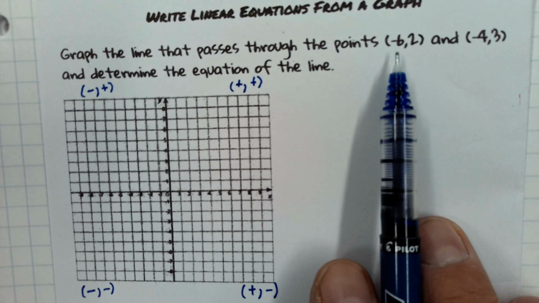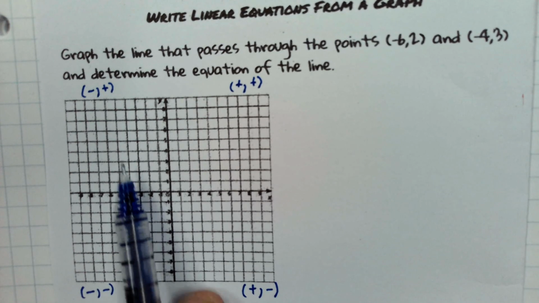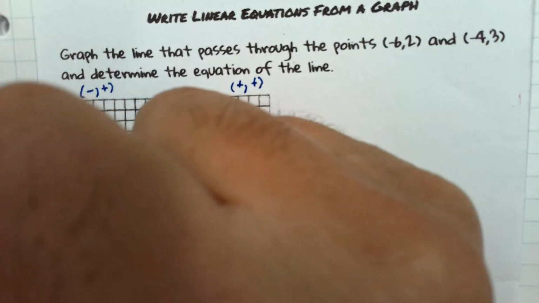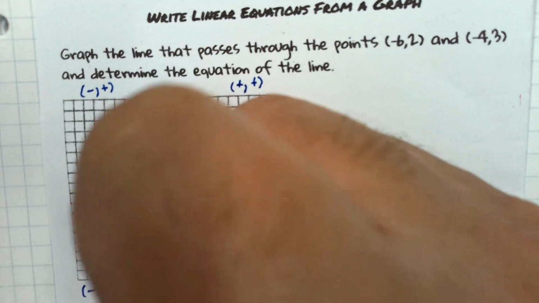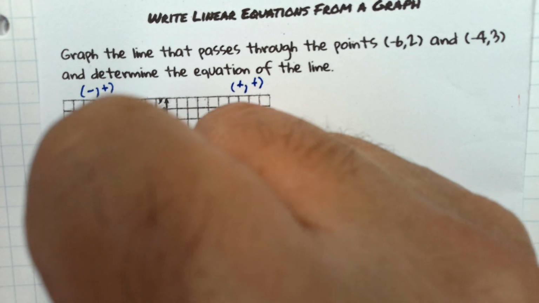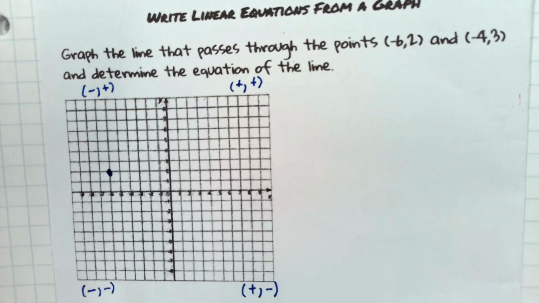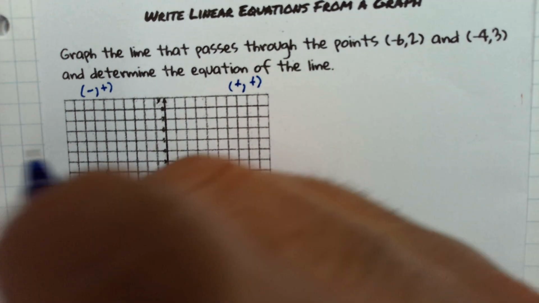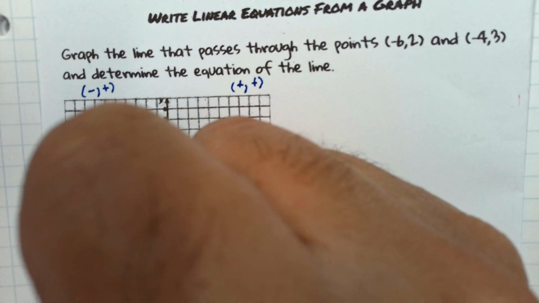So now I know that this negative 6, 2 is somewhere over here in quadrant 2. So I go 6 to the left and 2 up. Just got to find 6 to the left. 1, 2, 3, 4, 5, 6, and 2 up. Okay. And the other point I want to graph is negative 4, 3. So then I want to go 4 to the left and 3 up.